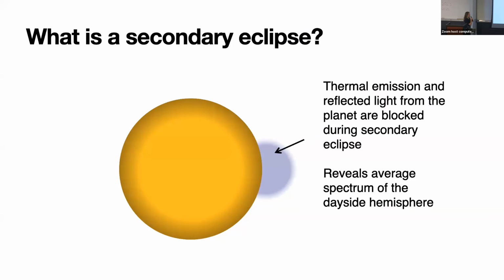Okay. So what is a secondary eclipse? You guys know this. This is when the planet goes behind the star, and any thermal emission or reflected light from the planet is blocked. And so by comparing the baseline where you have the planet plus the star with the secondary eclipse, when you have the star alone, you can tease out the thermal emission and reflected light signal from the planet.